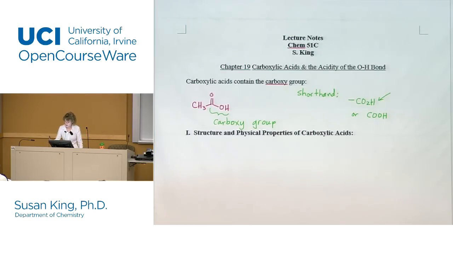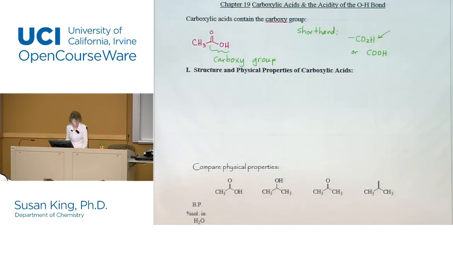Let's talk about structure and physical properties. We definitely know that carboxylic acids are resonance stabilized. So let's draw some resonance structures. We're going all the way back here to 51A. So we can certainly move electrons up onto oxygen and break that pi bond. And really, we can do that with all of the carbonyl compounds, and we will be doing that with all of the carbonyl compounds.